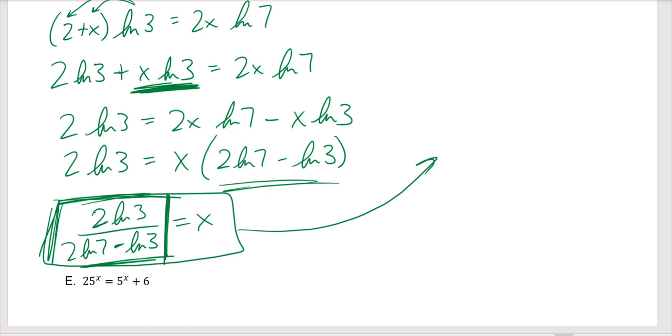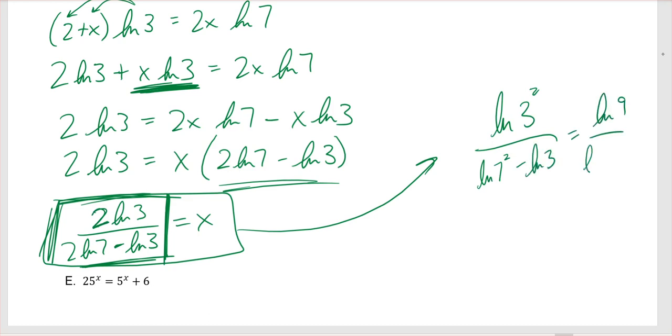We know that if I've got a number in front here, I can add that as an exponent. So instead of 2 times natural log 3, I can have natural log 3 squared. And in the denominator, instead of 2 natural log 7, I can have natural log 7 squared. So that's natural log 9 over natural log 49 minus natural log 3. And now I've got a difference here, which we could write as a quotient, right? So we would have natural log 9 over natural log 49 over 3.